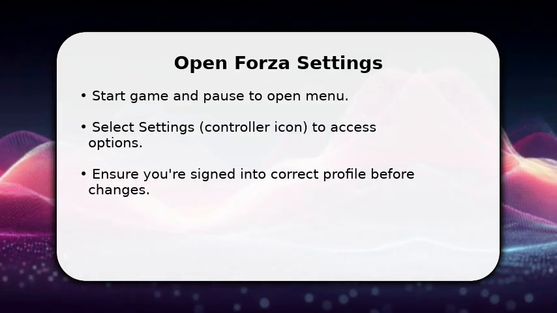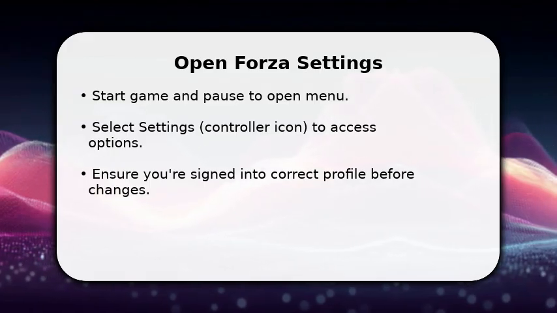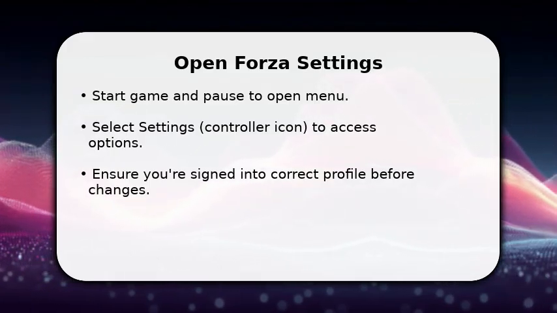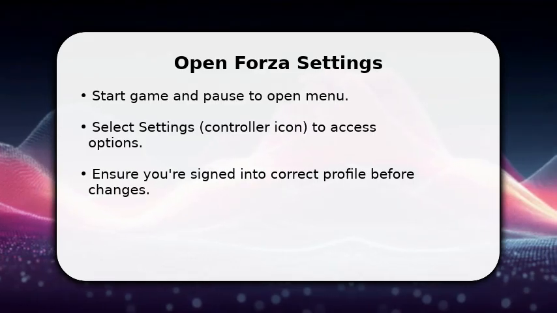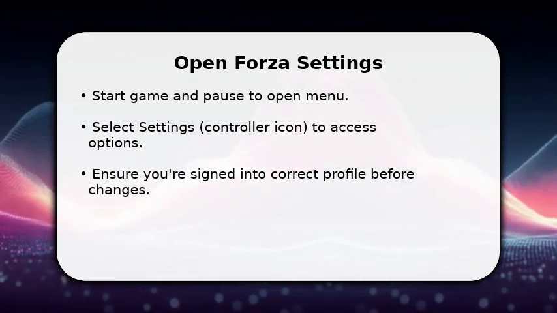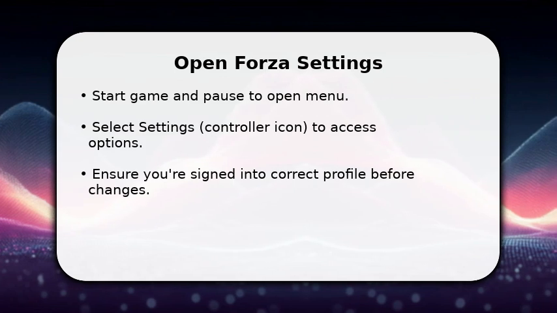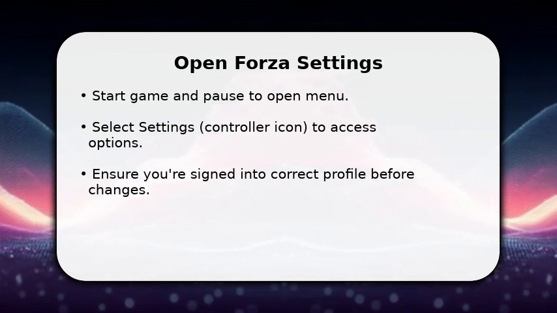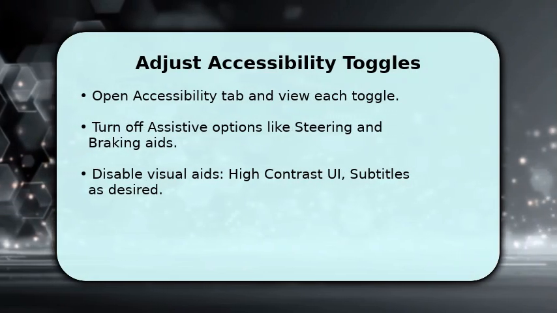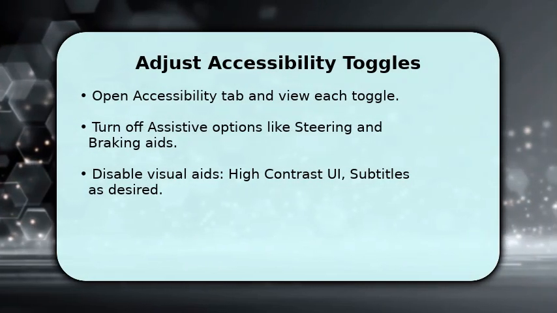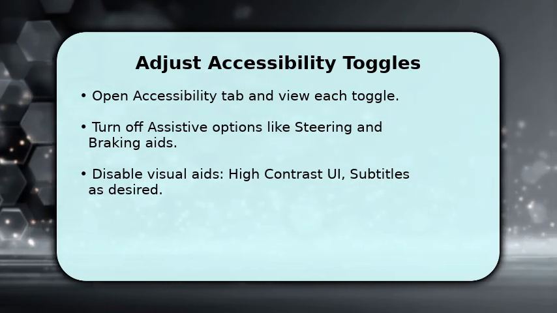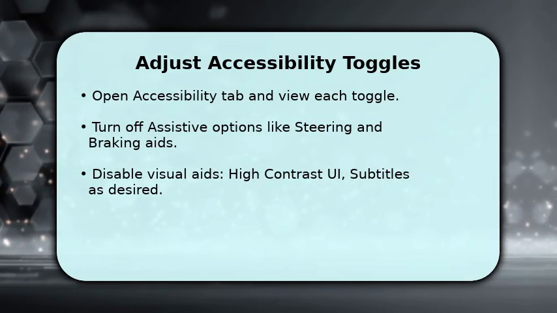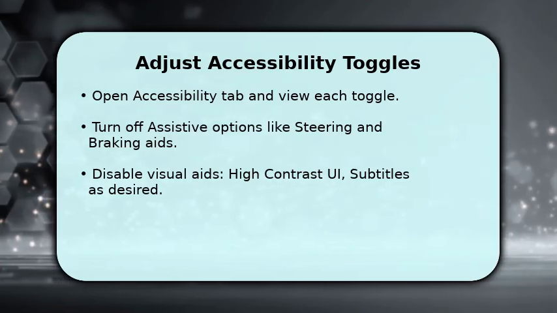Once the settings page loads, navigate to the Accessibility tab using bumper or arrow keys. This is the first actionable step to expose the toggles you need to disable. Once in the Accessibility tab, read each option to understand its effect and then toggle off the assistive aids you no longer want. For example, switch steering assist, braking assist, and traction control to off to restore manual control.